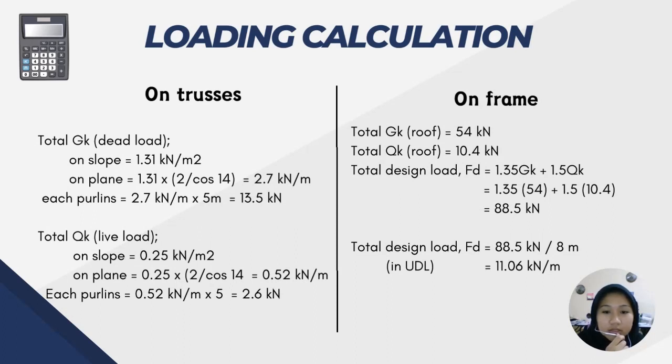Then, all the loading on trusses will be distributed to the frame, which gives a combination loading value in UDL of 11.6 kN per meter.